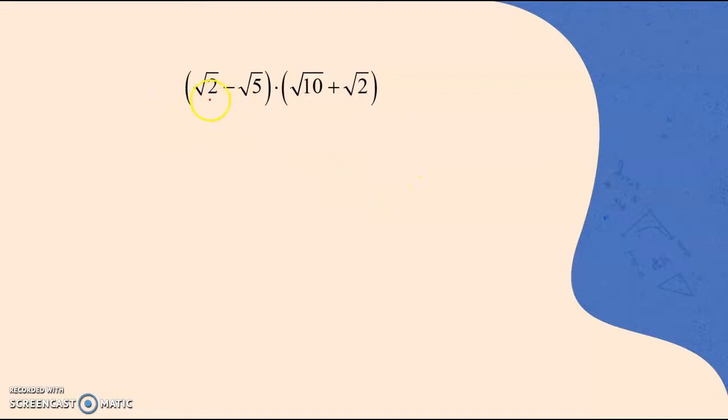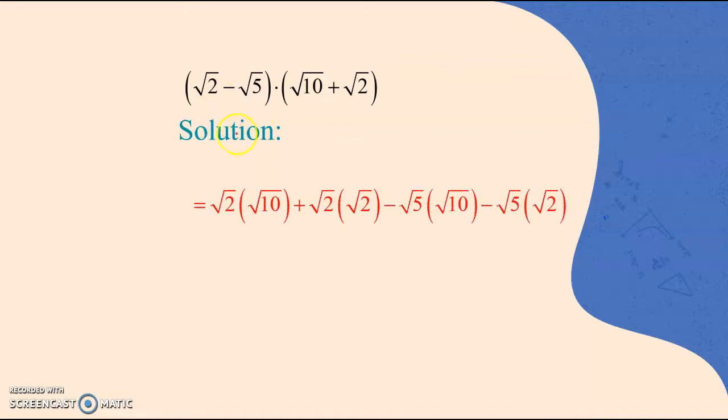Here, what we will apply is the FOIL method. FOIL means first. So, square root of 2 times square root of 10. This is our first. Then our outer is square root of 2 times square root of 2. Then our inner is negative square root of 5 times square root of 10. And the last, negative square root of 5 times square root of 2.